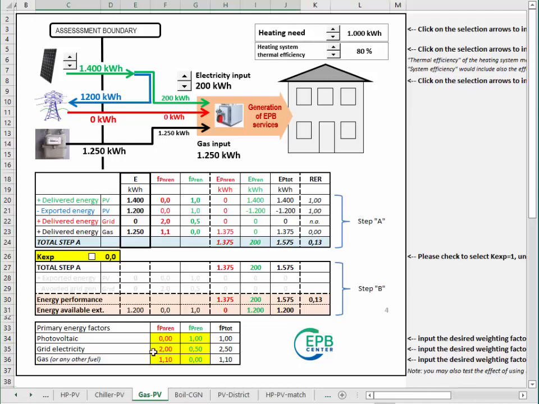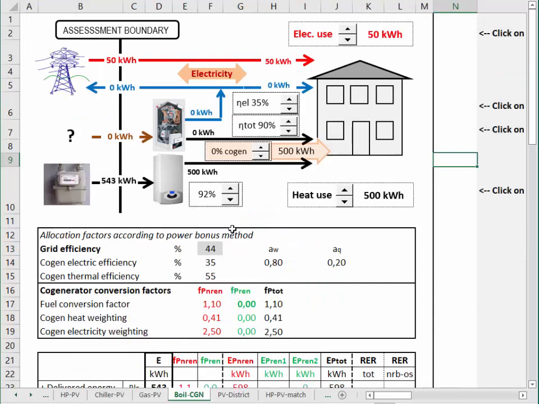The next example is about the parallel of a boiler and a cogeneration device. This scheme allows a lot of options. You start from a heat use of the building that you can adjust, an electricity use typically for auxiliary energy, and then you define your generation systems. First, you have to decide how much of the heat is provided by the cogenerator or the boiler. In this condition, it's 0% by the cogenerator. That means that the 500 kWh thermal energy is provided by your boiler.